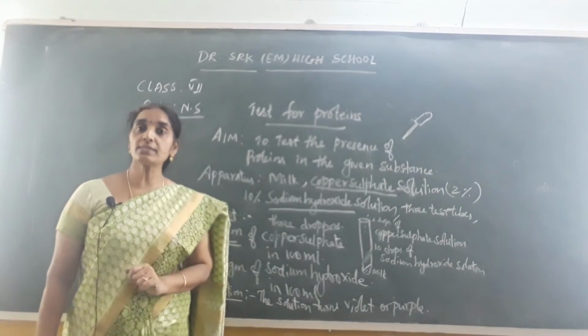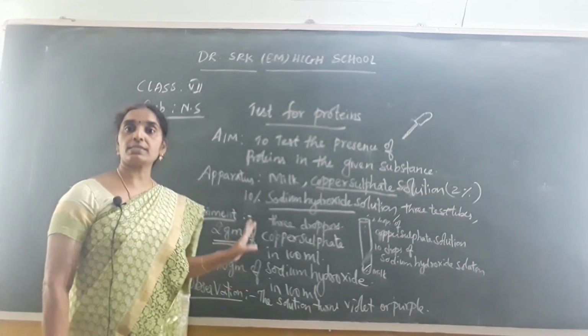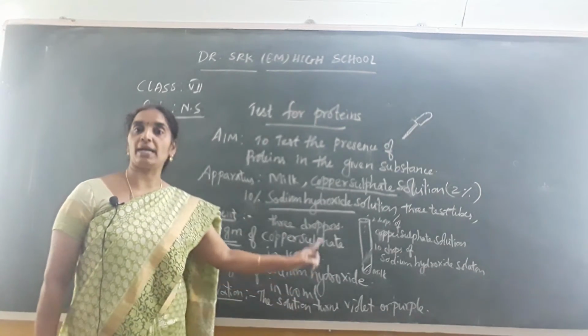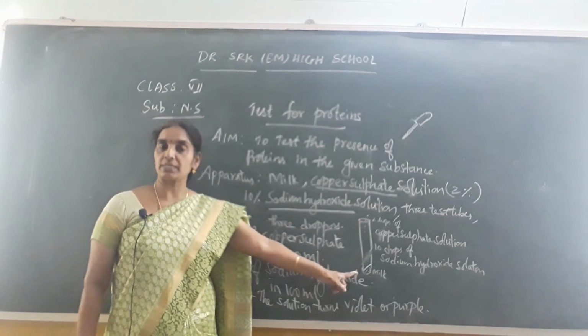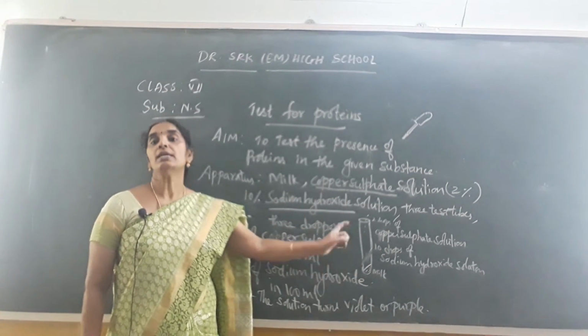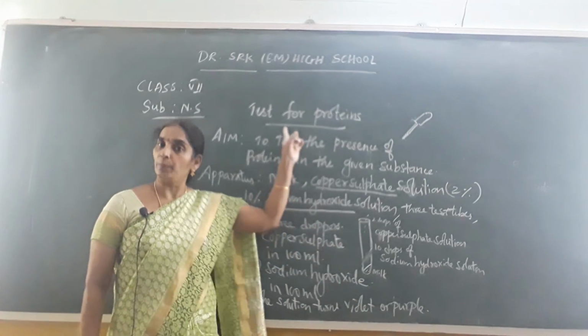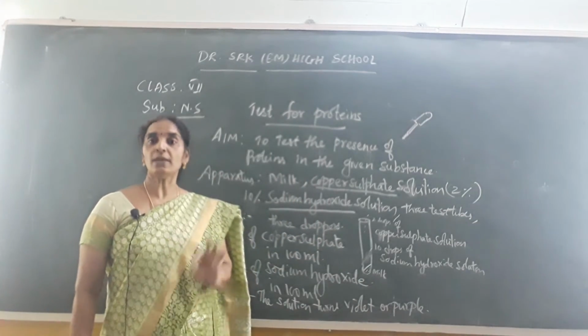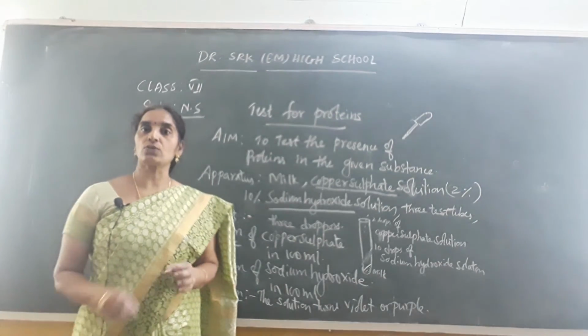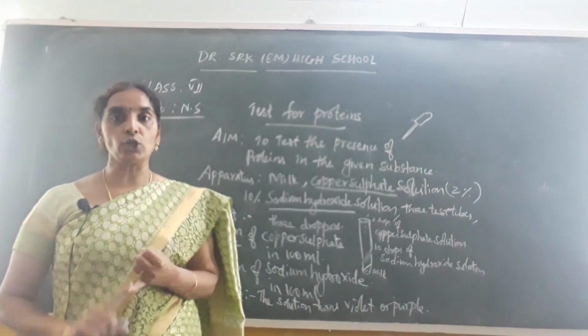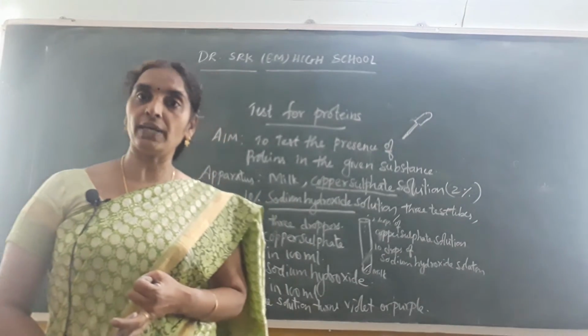So what is the inference? If the substance turns violet or purple by the addition of 2% copper sulfate solution and 10% sodium hydroxide solution, then the substance contains proteins. So that is the inference. Okay, did you understand the test for proteins, children? So far you have understood the test for carbohydrates and also the test for proteins.